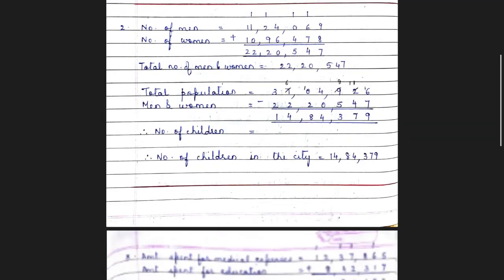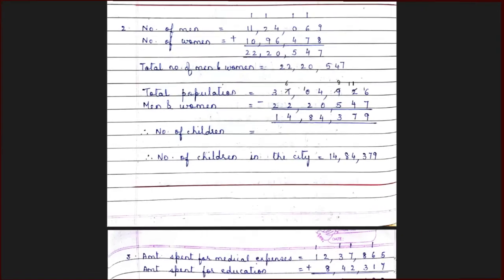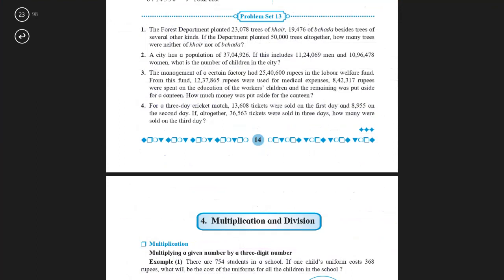We go to the second question. Second question. A city has a population of 37 lakhs 4,926. If this includes 11 lakhs 24,069 men and 10 lakhs 96,478 women, what is the number of children in the city?